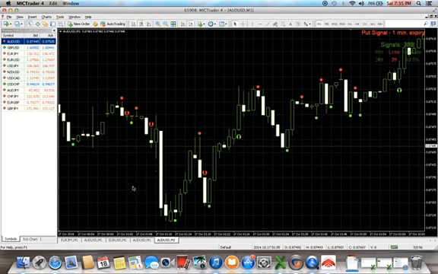There are only two things which you should note on a chart. One is this red dot and one is this red arrow. Basically, this red dot comes and the next candle will have an arrow. That's where you should enter your trade.